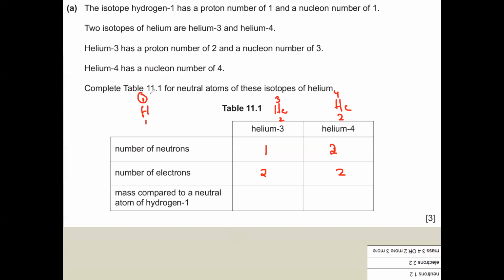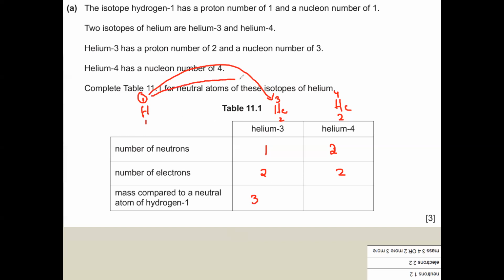And what is the mass of the helium isotope, first of the isotope, that is 3. So compared to hydrogen, like the mass compared to a neutral atom of hydrogen, so that is equal to 3 times.